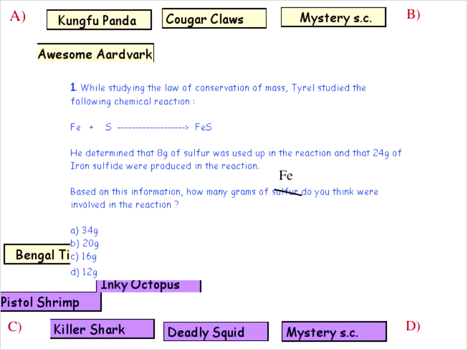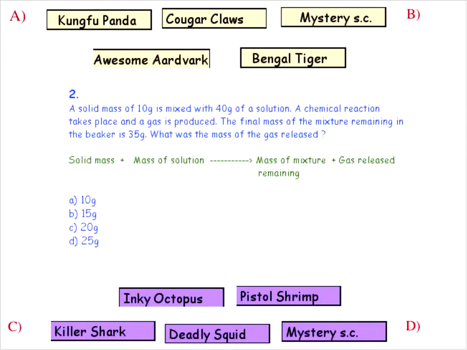So maybe I'll just briefly explain that one before we go, guys. The way this worked is we had 8 grams of sulfur, right? So I'm just going to put that down, 8 grams, and 24 grams of the product, which was iron sulfide. And we asked, how much iron do we have? Well, that's got to be 16 grams, because when we add together 16 and 8, that's going to be 24. So does that make sense to everyone now? Okay, good stuff. Okay, we'll go on to the next page.